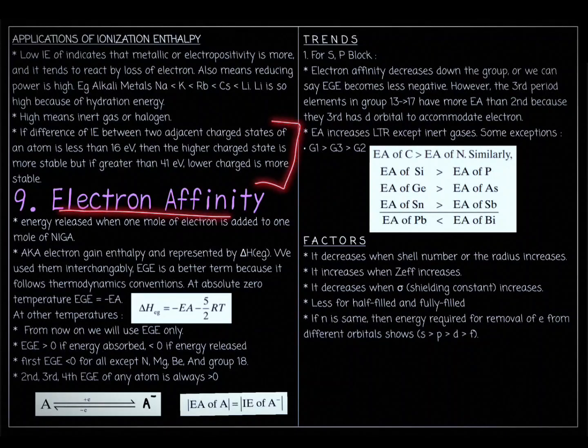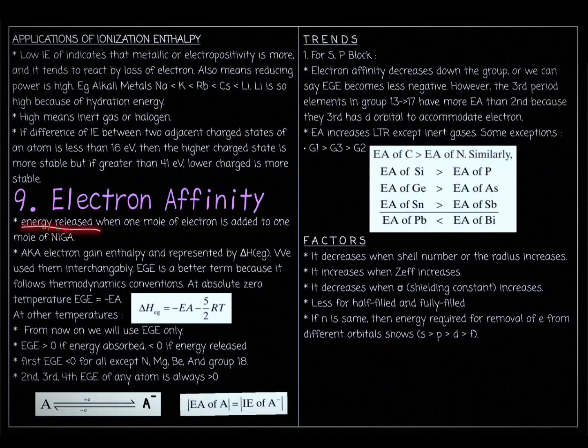Now let's look at electron affinity. Keep in mind, electron affinity is a positive quantity, but electron gain enthalpy is a negative quantity. So essentially electron gain enthalpy is just the negative of electron affinity at absolute zero. But I will be using these terms interchangeably.